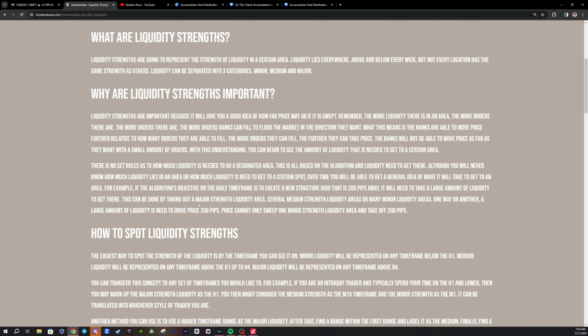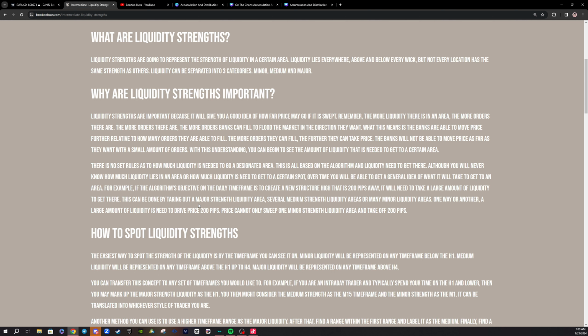With this understanding, you can begin to see the amount of liquidity that is needed to get to a certain area. There is no set of rules as to how much liquidity is needed to go to a designated area. This is all based on the algorithm and liquidity needed to get there. Although you will never know how much liquidity lies in an area or how much liquidity is needed to get to a certain spot, over time you will be able to get a general idea of what it will take to get to an area.